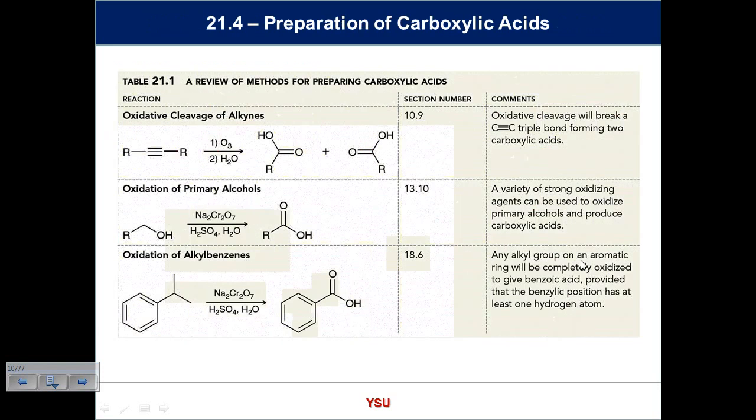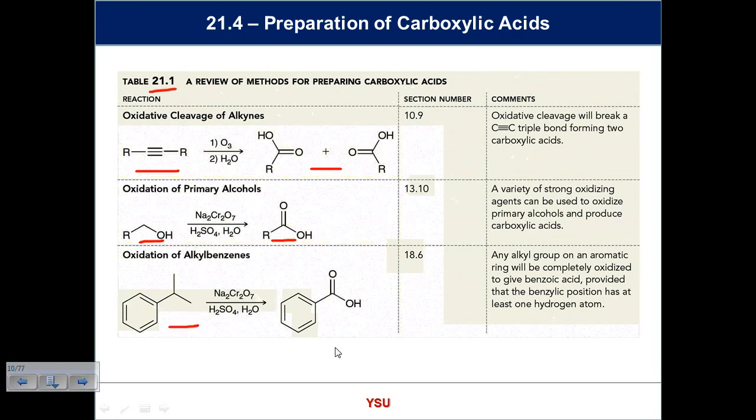Okay, let's get into something interesting. Well, we've already done some of this stuff. Go back and look at Table 21.1, I should say. We took these materials, alkynes, last semester, and we turned them into carboxylic acid by ozonolysis. We took primary alcohols and oxidized them. We'll do that again fairly soon once we have this Fischer esterification mechanism finished. And we made them into carboxylic acids.